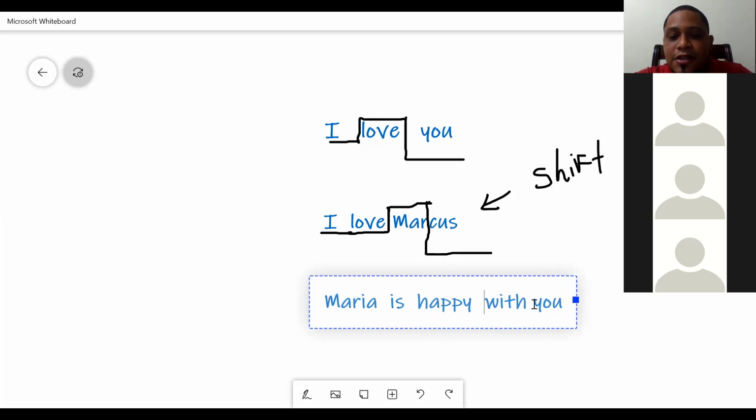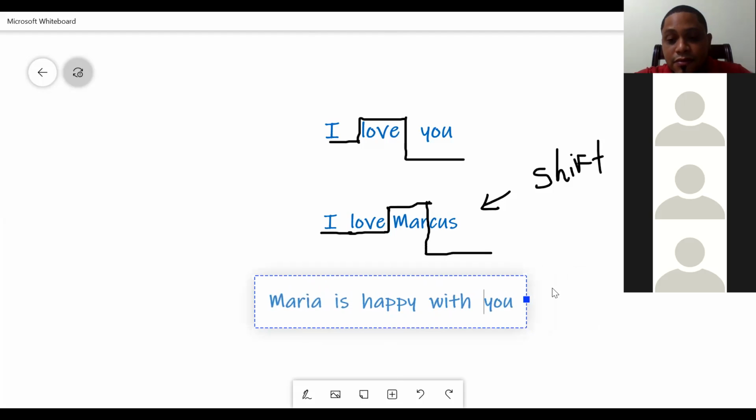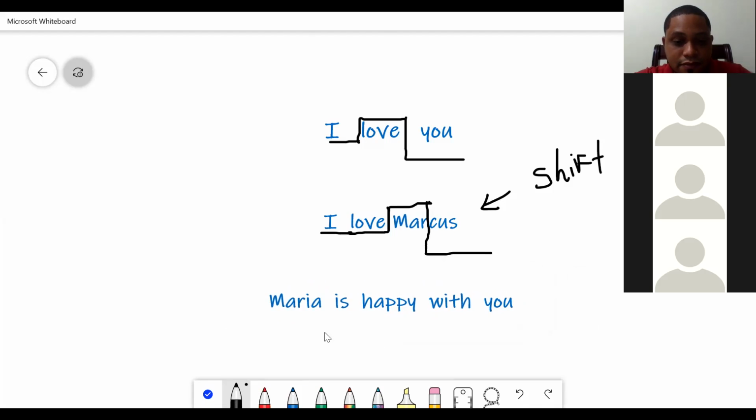Think about this. Is this rising, falling, or rising intonation? Rising, falling. The question is why? Why is that rising, falling? Because it's a statement, very easy. So step number one, covered, rising, falling. Step number two, look for the last content word. What's the last content word in the sentence?